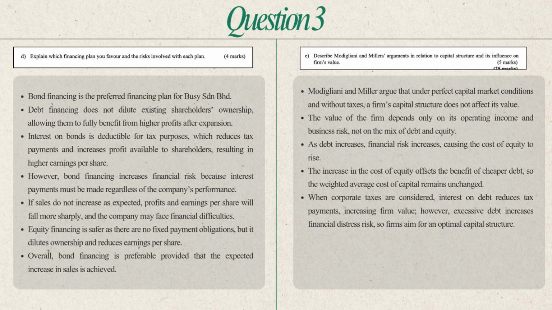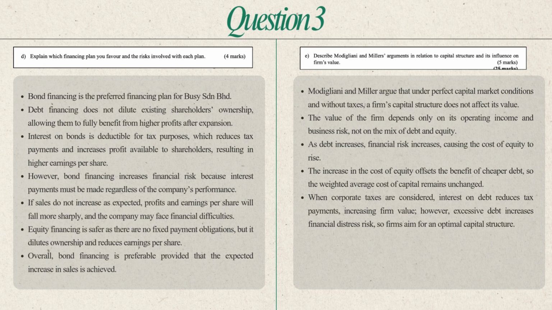When corporate taxes are considered, the conclusion changes. Interest on debt reduces tax payments, which increases the value of the firm. However, excessive use of debt increases the risk of financial distress. Therefore, in practice, firms aim for an optimal capital structure that balances the tax benefits of debt with that associated risk.